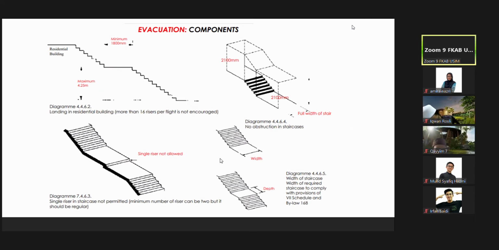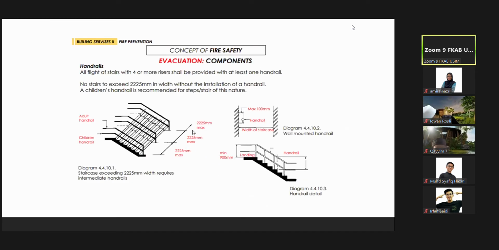Okay. So look at the handrail, to the step here. When you design a space with fire staircase, remember that you must allocate the width required. Okay, please look at these handrails. Dekat.